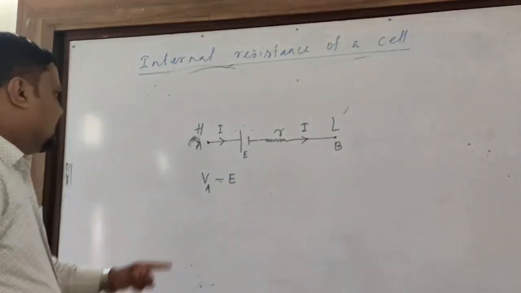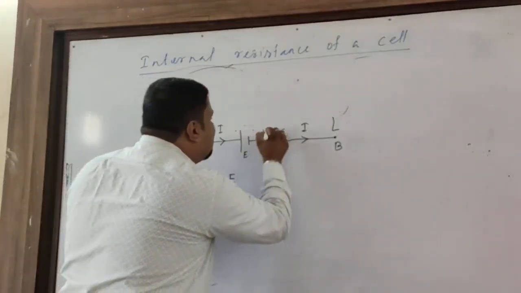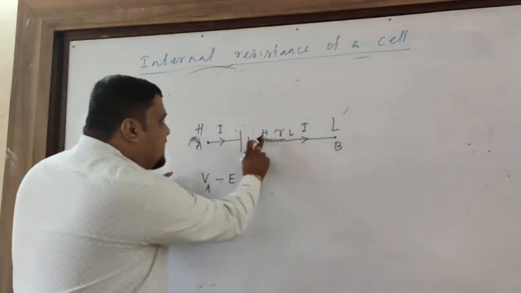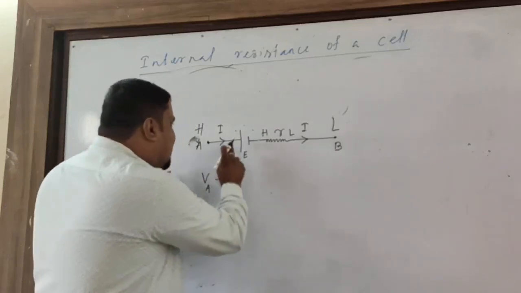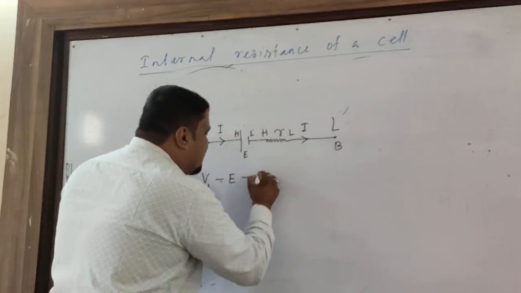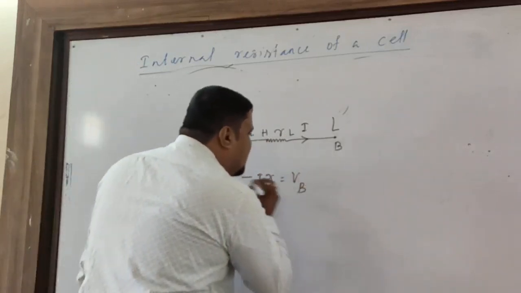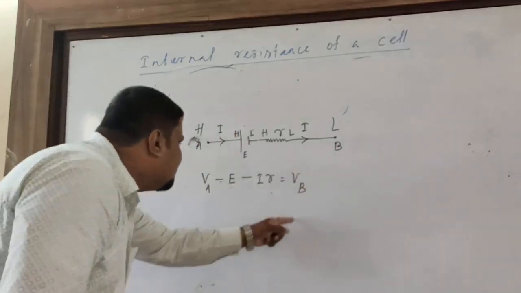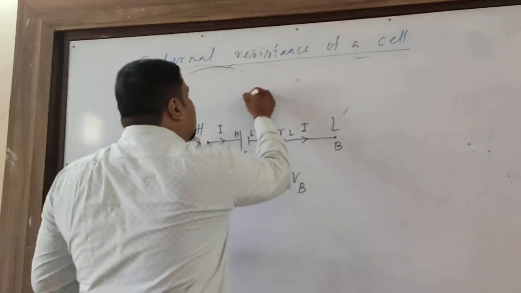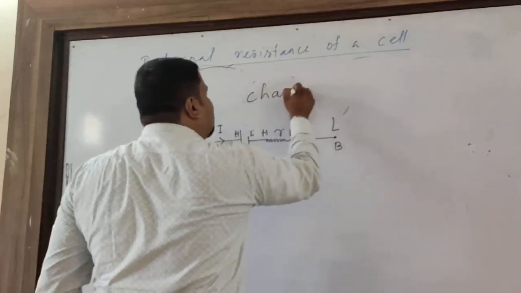So, in this part, in the discharging case, here it is at a higher potential, this is at a lower potential. So there is a drop of potential. There is a drop of potential. And here it is a higher potential, here it is a lower potential. Drop of potential means that will give you I r. Then that equals your potential. So this is the expression: VA minus E minus I r equals V. This is the case of what? Discharge. Sorry, this is the case of charge.